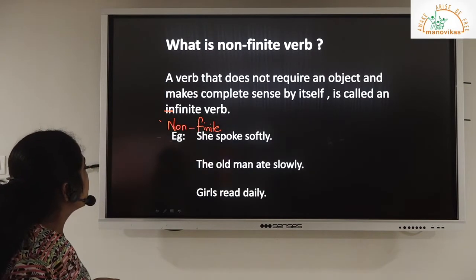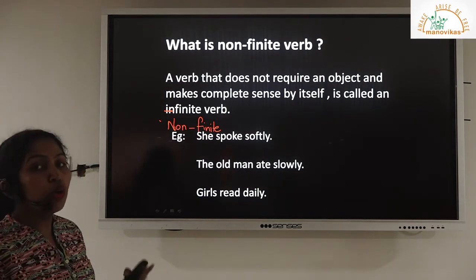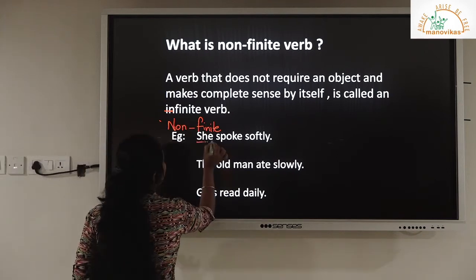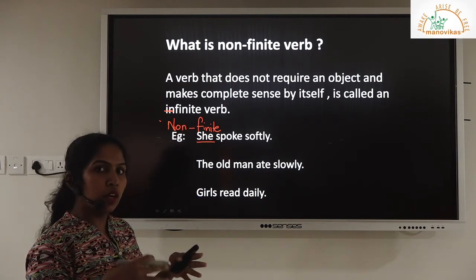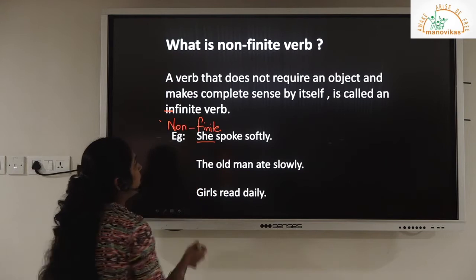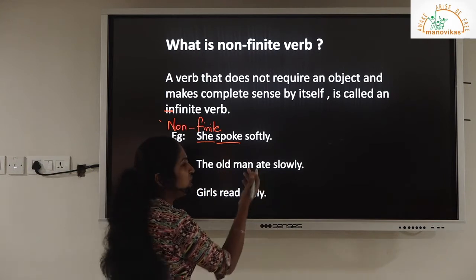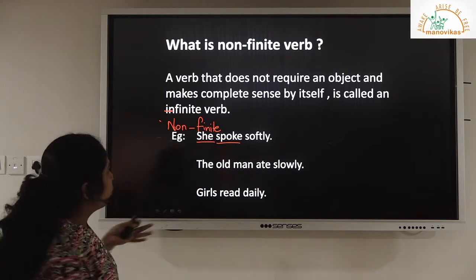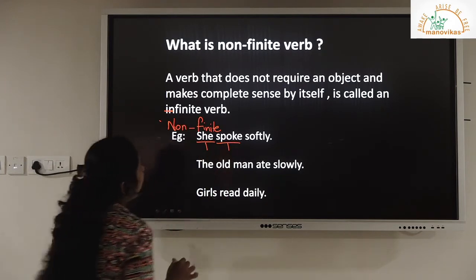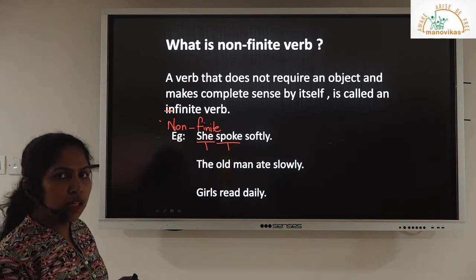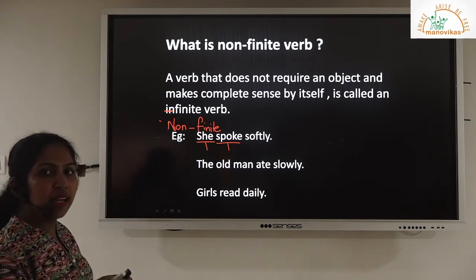Some of the examples are: she spoke softly. Who spoke softly? She. Remember, we don't always use proper nouns. Sometimes we use common nouns or pronouns. So she, what is the verb? She spoke softly. Whom did she speak to? We don't know. So we know there is a subject, we know there is a verb, and that makes sense. We do not need an object. Hence, we can term it a non-finite verb.